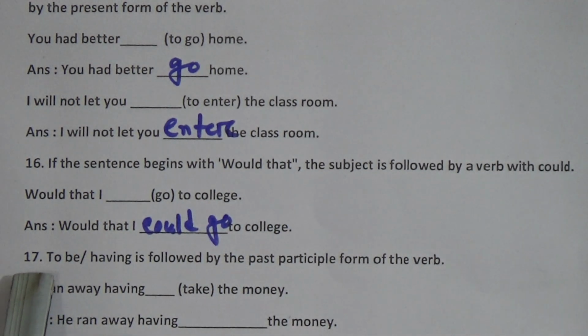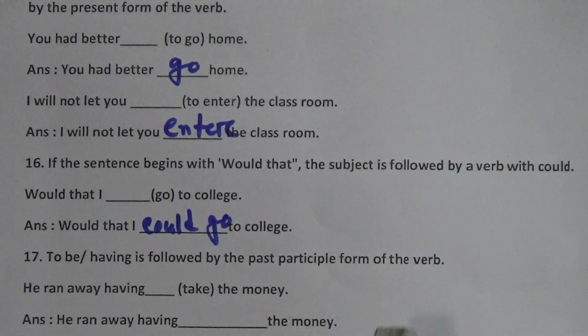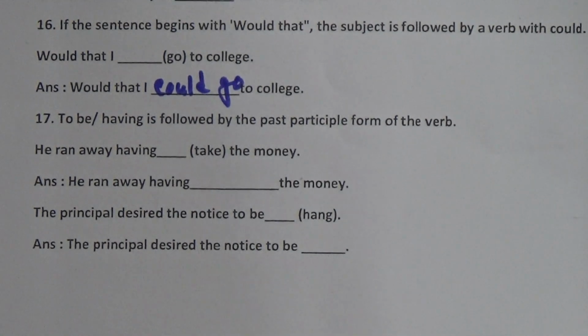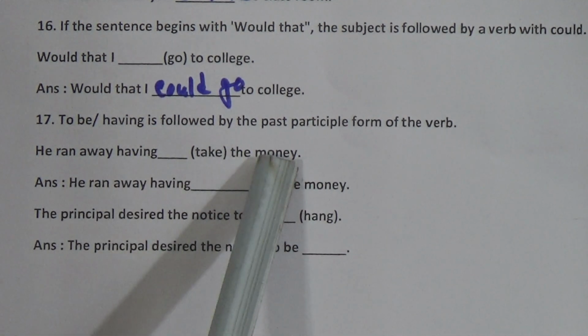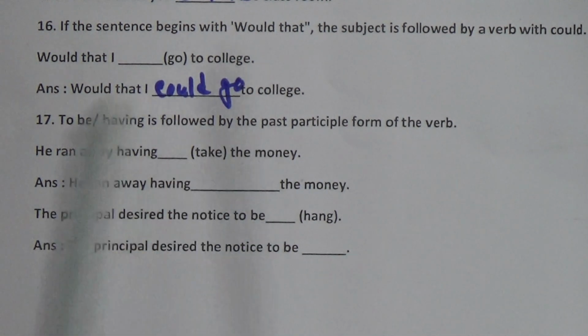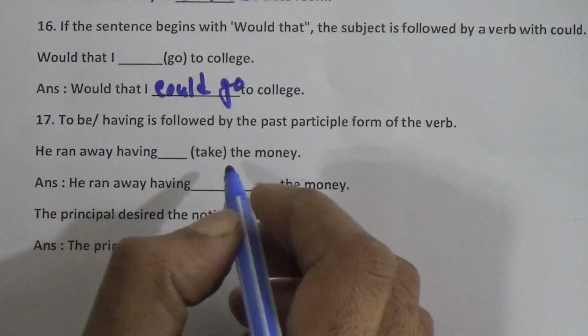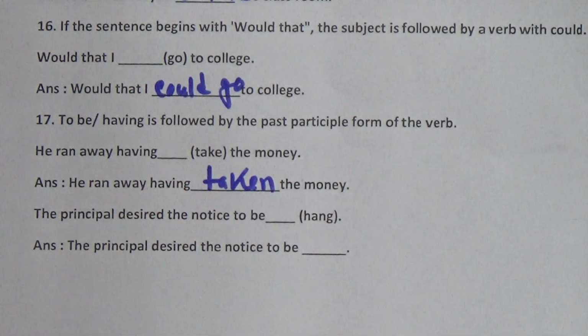Rule number 17. To be or having is followed by the past participle form of the verb. That means if you find to be or having, after that the past participle of the main verb will be used. He ran away having dash take the money. The verb in the bracket will be in past participle form. So here he ran away having taken the money.